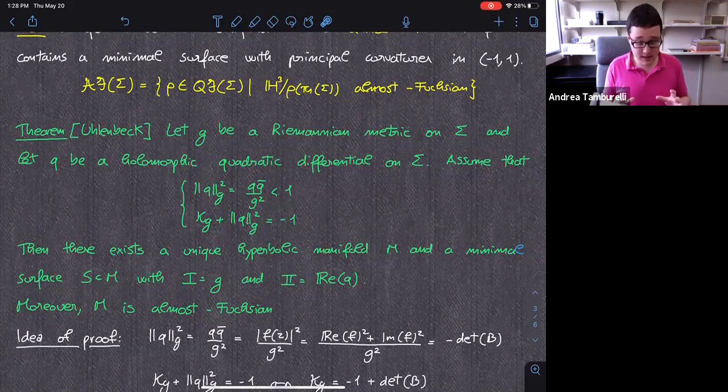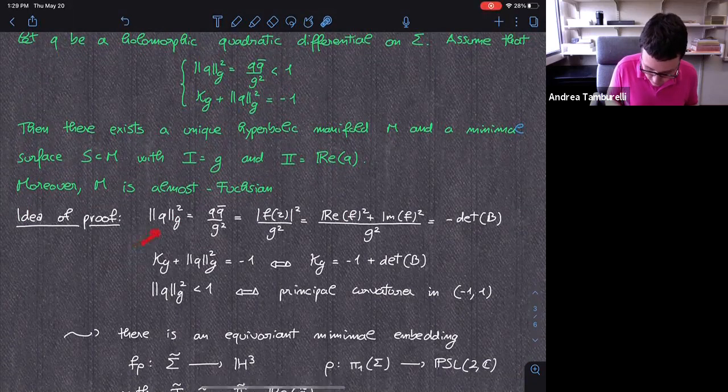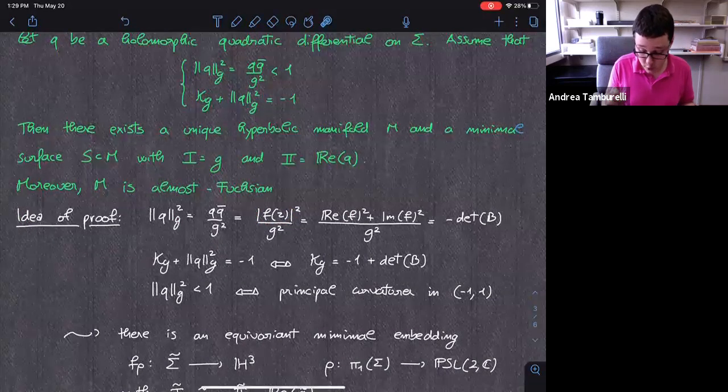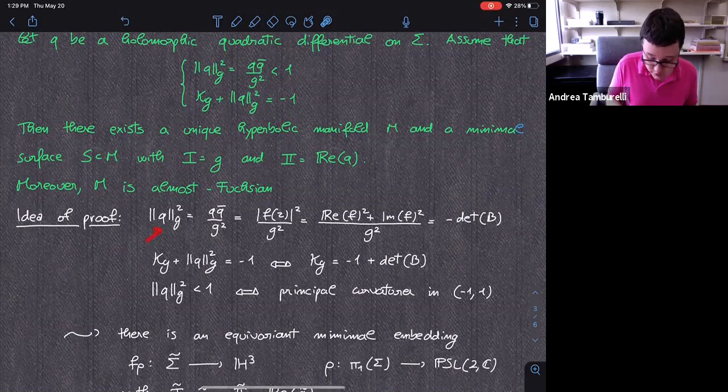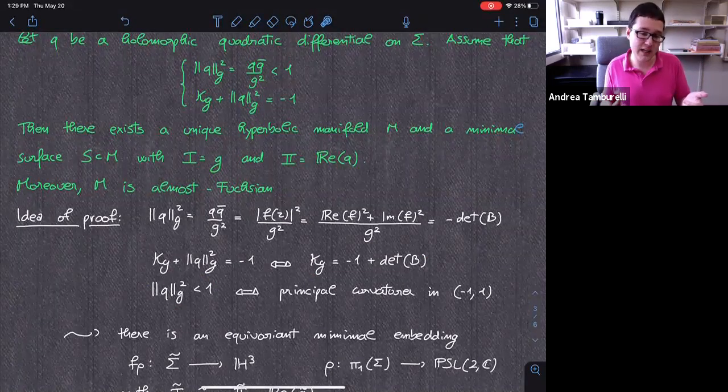So let me give you some ideas of the proof. The first fact is that if we write the norm of the quadratic differential with respect to g, where f(z) dz squared is the local expression of the holomorphic quadratic differential, we see that the norm of Q with respect to g squared is exactly negative the determinant of the shape operator. And so this equation is actually equivalent to the Gauss equation. And moreover, the fact that the determinant of B is less than 1 in absolute value tells us that the principal curvatures must be between -1 and 1, because the determinant is simply the product of the principal curvatures, which in this case are one the opposite of the other because the trace is 0.